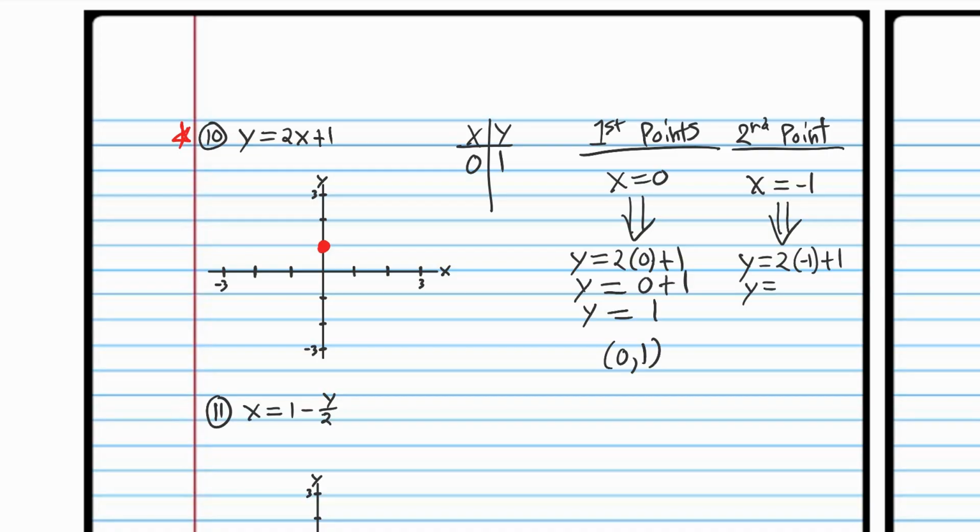And order of operations tells us to multiply 2 times negative 1, which is negative 2. And then you add negative 2 and 1 to get negative 1. So our coordinate is negative 1, negative 1. Put that in our table. Negative 1 would be about here. And lastly, connect the dots.